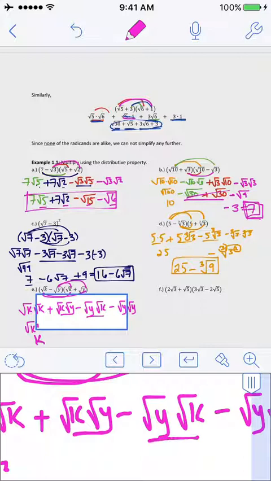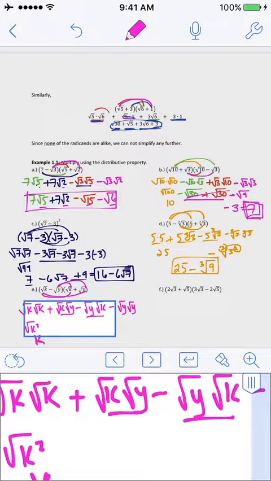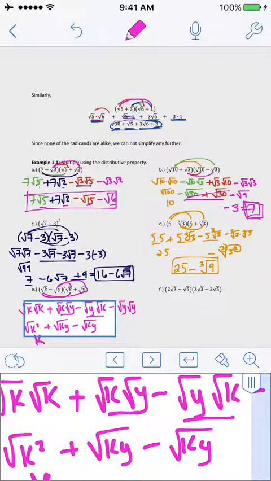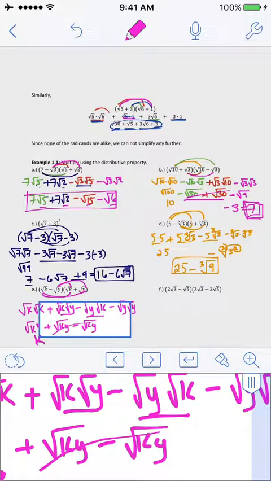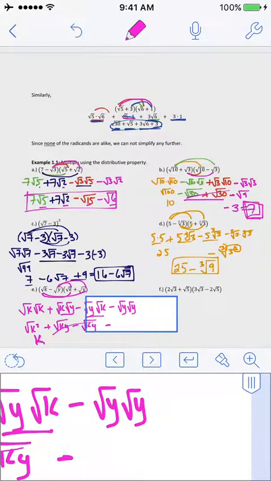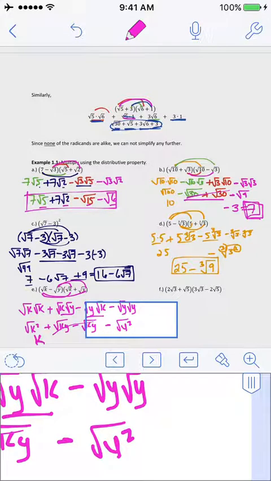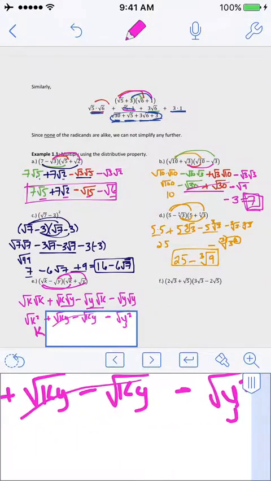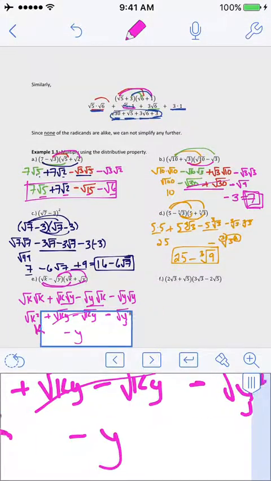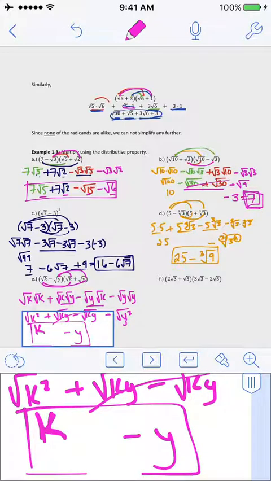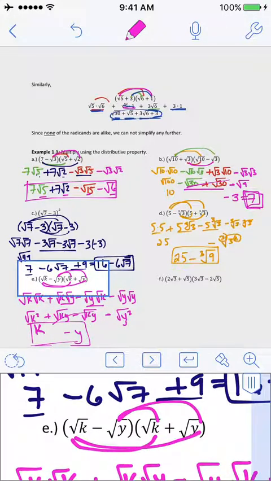Here, these may not look identical, but when you stick them under the radical, you stick them together, you get plus root ky minus, and if we write them in alphabetical order, ky, and they do cancel each other out. Last one, you get square root of y squared, otherwise known as minus y. So we end up getting k minus y as our final answer. And it did work out as a difference of squares. Cool. So if it is actually squares, it ends up working out.